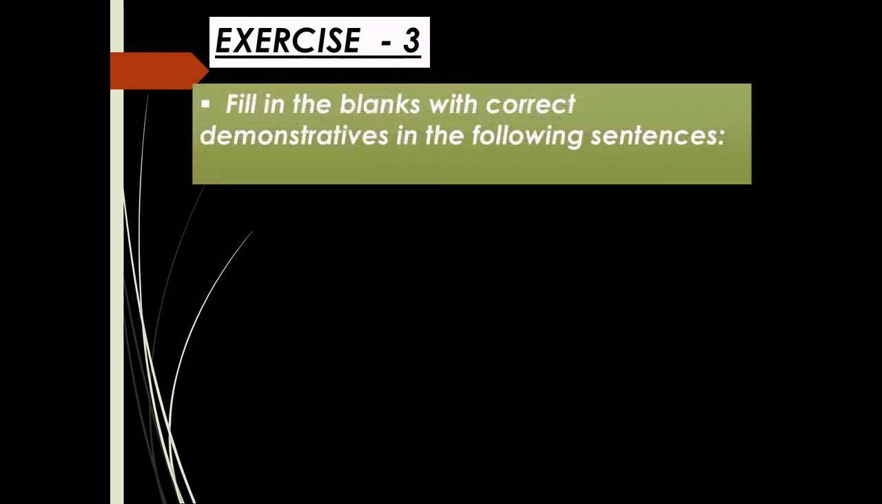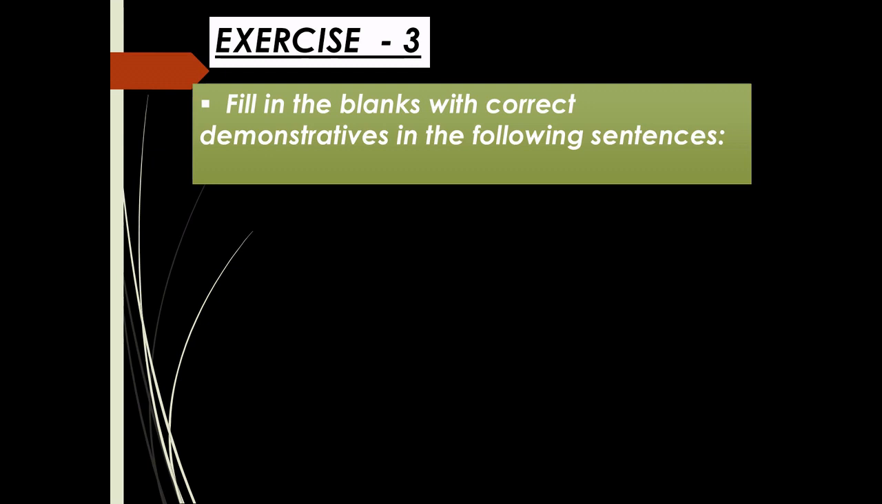Exercise number 3. Fill in the blanks with correct demonstratives in the following sentences. As I have explained the meaning of demonstrative determiners in lecture number 1, this, that, these, those are the part of demonstratives. This and these are used to refer to a person or thing near to the speaker.